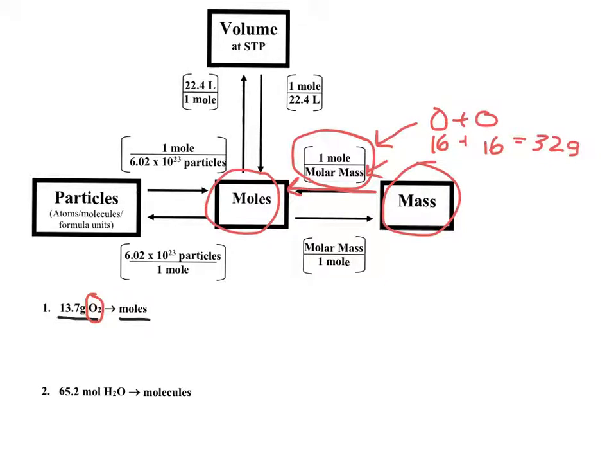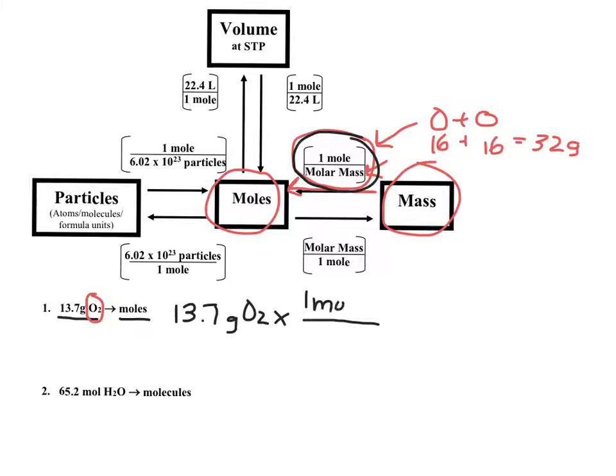So now I can literally just use my mole map and plug right in, and that's what I'm going to do. I'm going to always start with the number I'm given, right? You have to start with the number in order to do a math problem. So 13.7 grams of oxygen. I'm going to multiply and draw the line, and now use my conversion factor.